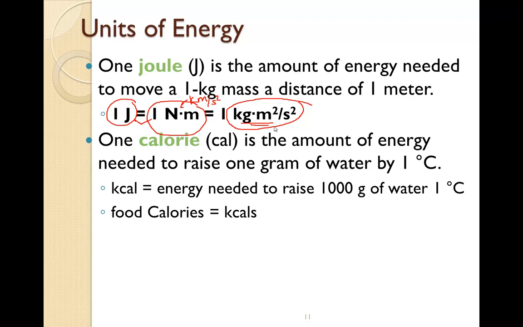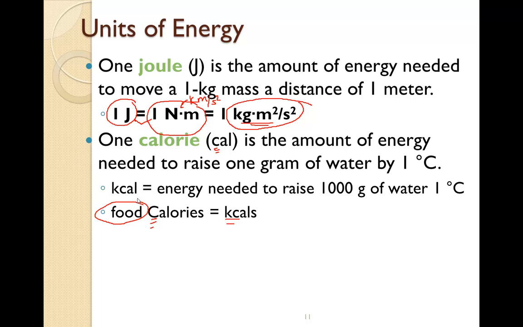1 calorie is the amount of energy needed to raise 1 gram of water 1 degree Celsius. Notice the lowercase c. That's important because when it's an uppercase C, it's referring to kilocalories, which are food calories. A kilocalorie is the energy needed to raise 1,000 grams of water 1 degree Celsius. So when we look at box labels, we're looking at food calories, which are kilocalories.